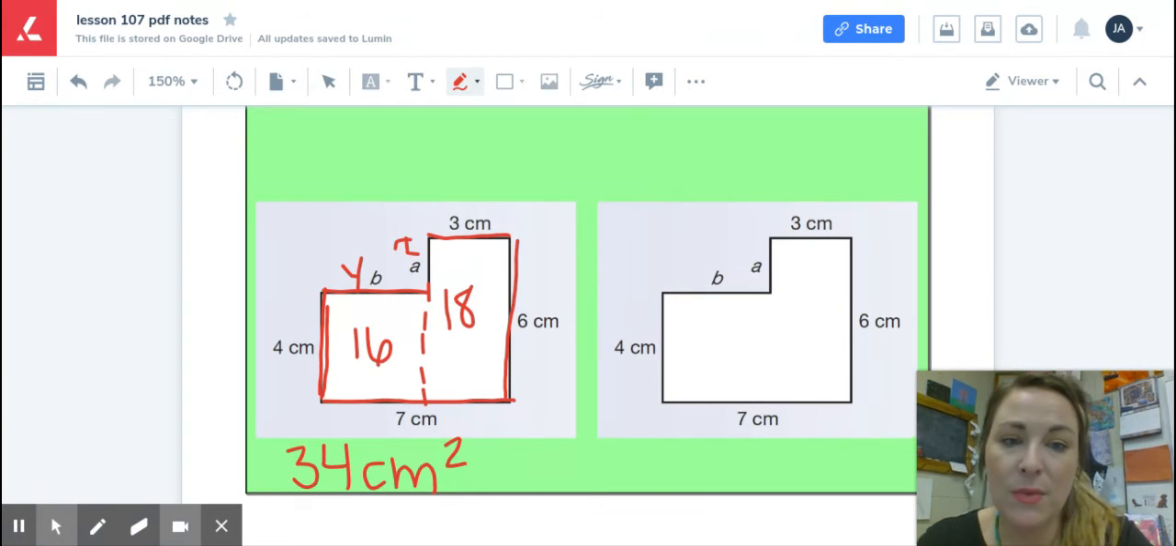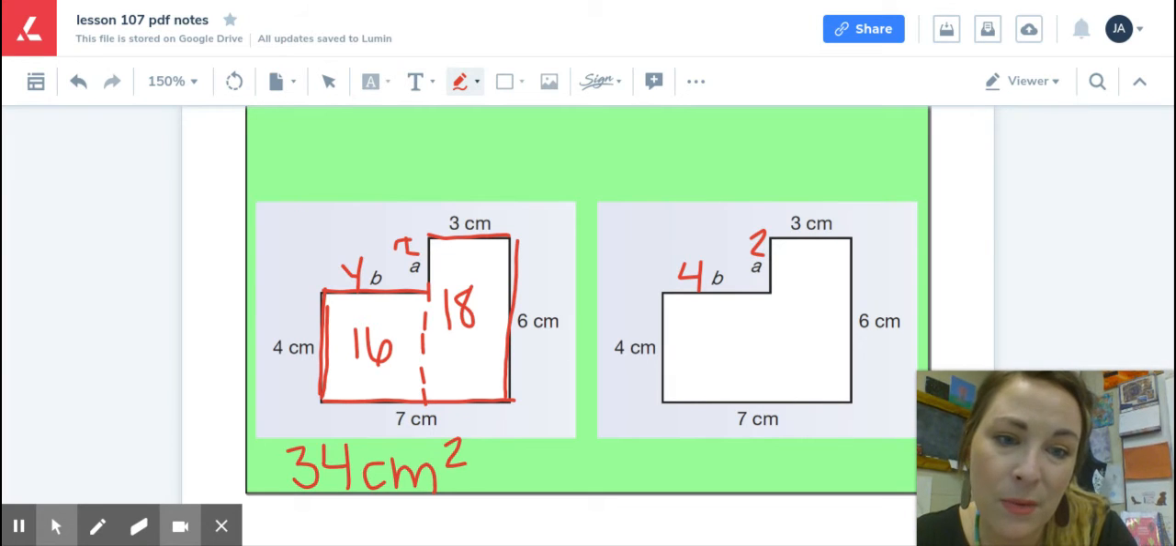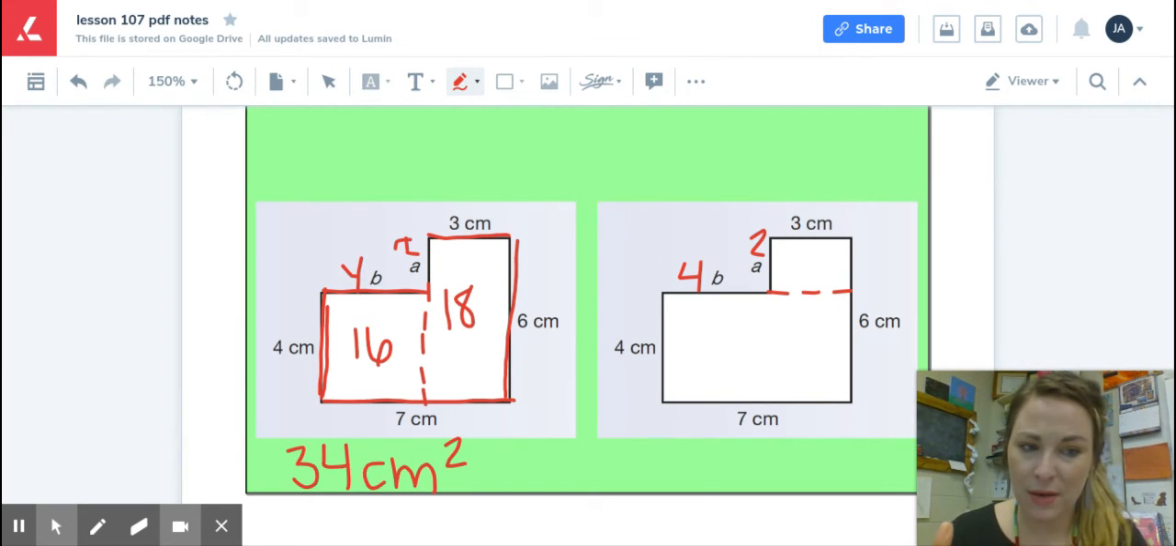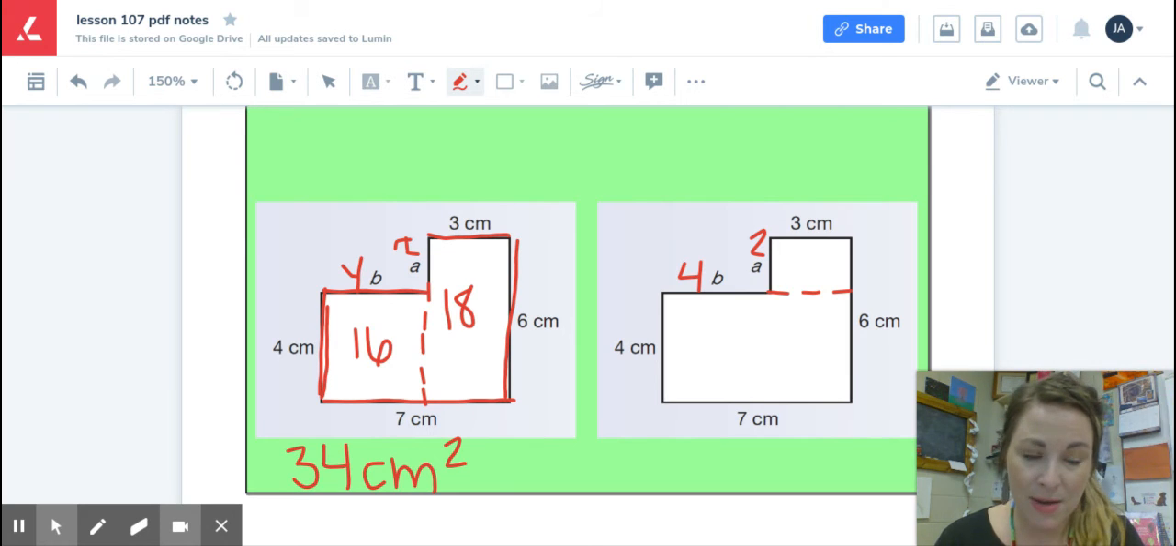Okay, so let's try the same problem a different way, see if we also get 34. This time, we still know that the value of B is 4 and the value of A is 2. Let's break it up a different way this time. That didn't work super well, but you get the idea. I have a rectangle on top and a rectangle on bottom. Let's just find the area, multiply, add them together.